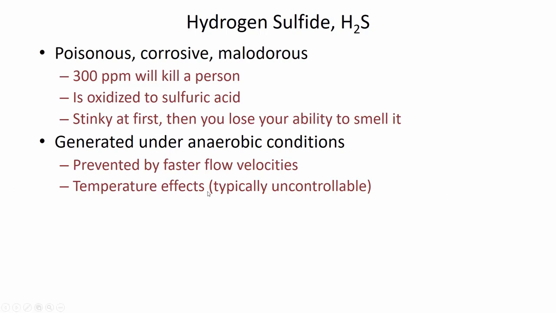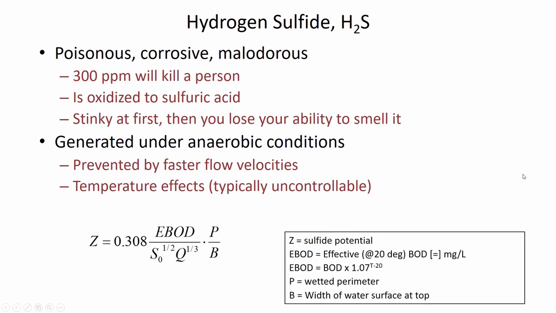We don't really control the temperature. Increased temperatures also increase the formation of hydrogen sulfide, so we can't adjust that, at least not really economically. We could refrigerate the sewage, but people don't do that. But they are paying attention to the potential for hydrogen sulfide, and there's an empirical equation that's been developed to kind of allow you to predict whether hydrogen sulfide is likely to form.